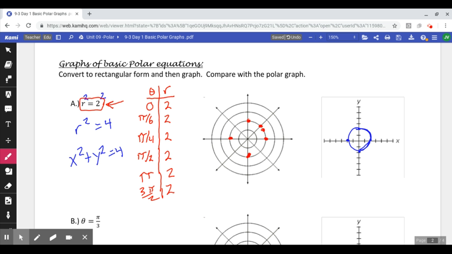So if we plotted every single point, we would actually wind up with a circle right here with a radius of 2. Now, that's the exact same thing that we had over here. So actually, when we graph these polar equations, same thing, they will be the same as the solutions to the rectangular form. All of those points or those ordered pairs will form exactly the same graph.